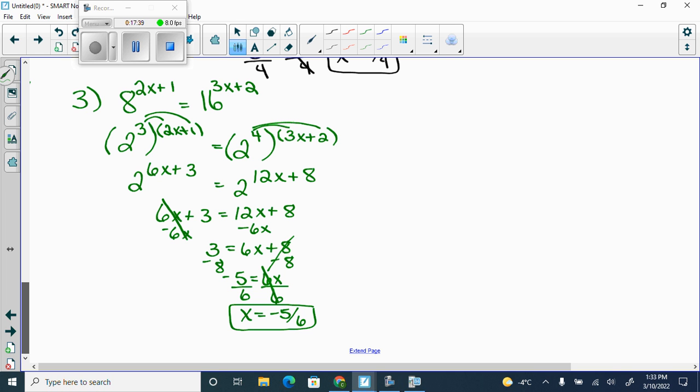And then we should never walk away wondering if we're right, because we can check them. Correct? Now, I'm going to teach you something else. Type 8 to the 2x plus 1 in y1 and 16 to the 3x plus 2 in y2. Just type it into your y1 and your y2.